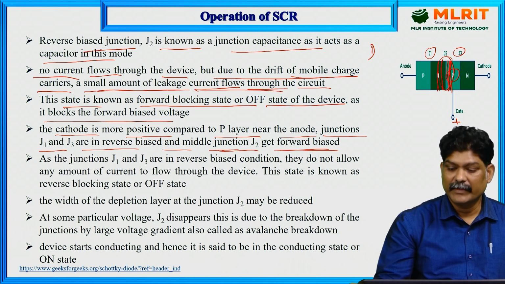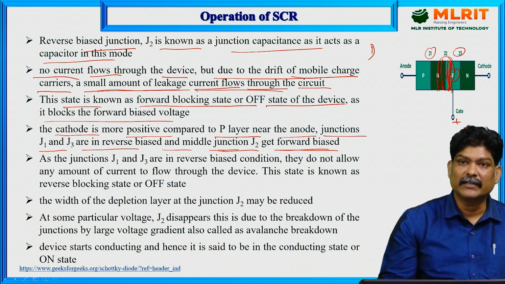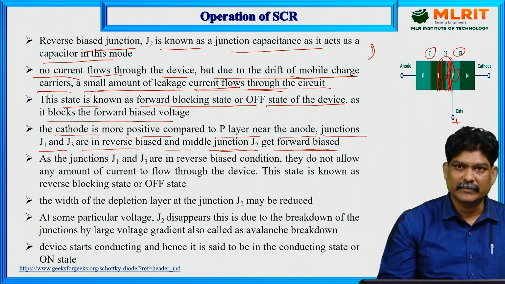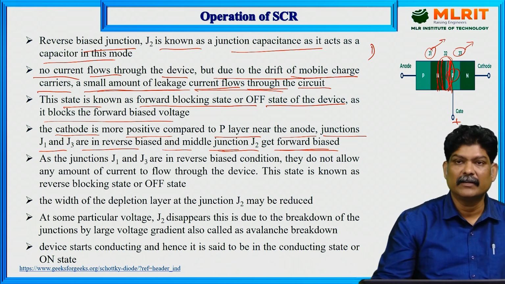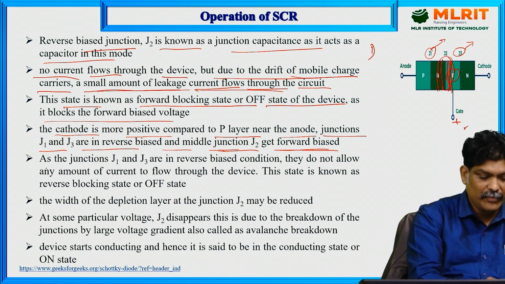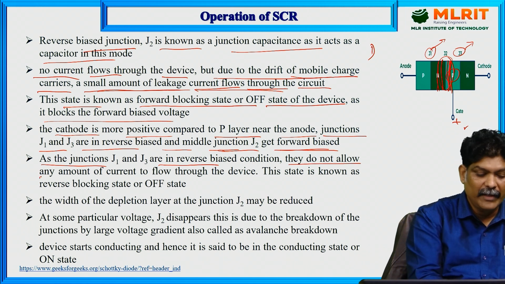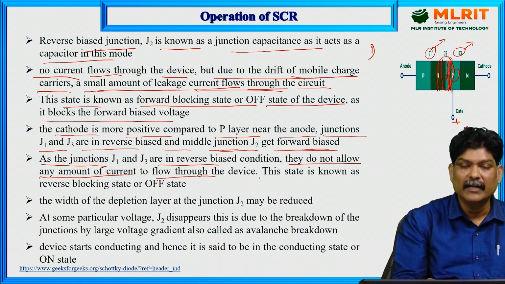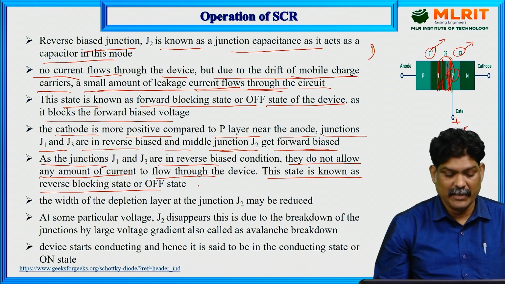So when the gate is given some positive supply and it is connected to P type, it gets forward bias. Whereas J1 and J3 are reverse bias, so there is no current flow through the SCR. As junctions J1 and J3 are in reverse bias condition, they do not allow any amount of current to flow through the device. This state is known as reverse blocking mode or off state.